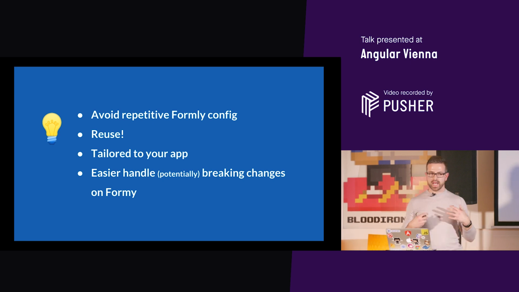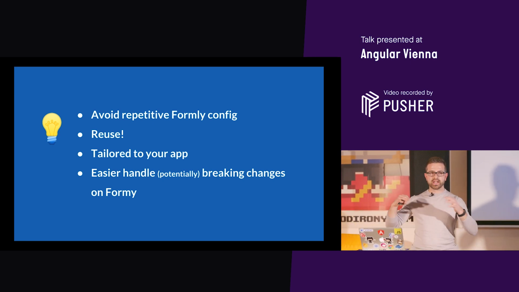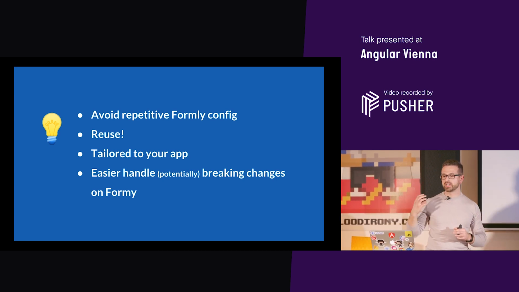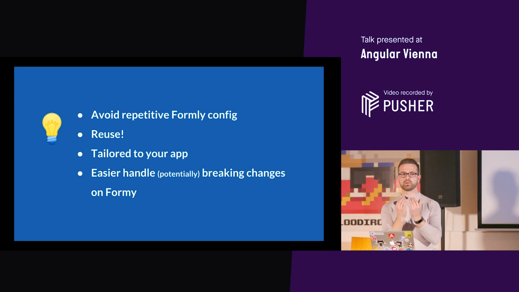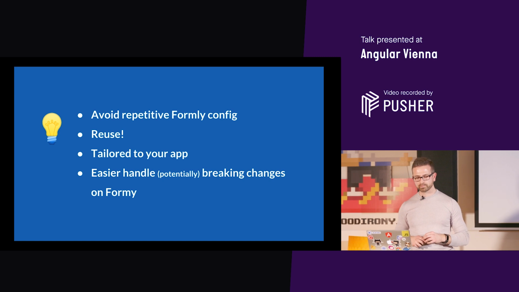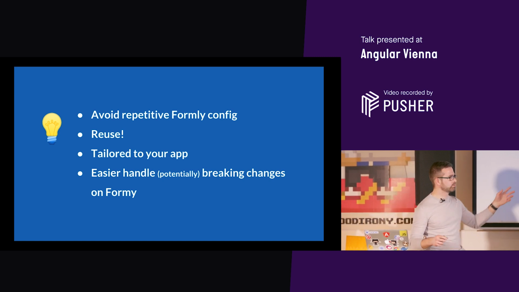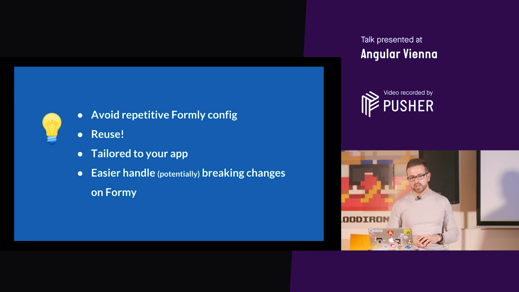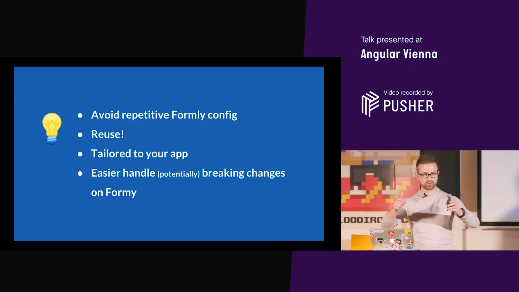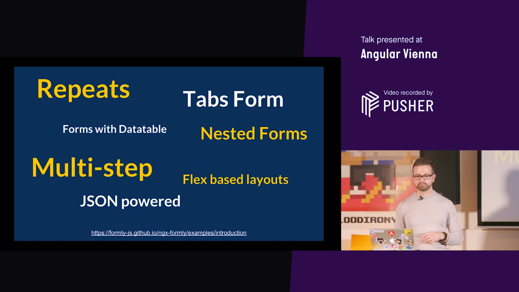So in general, it helps that DSL to have that repetitive Formly config, which over time you definitely get, because it's quite huge, because it's general purpose. So you can basically reuse it by tailoring it down into your own service and creating your custom configuration. Also, it's easier to handle potentially breaking changes, which you never know when they come. The author really does an awesome job, also now providing upgrade schematics for the latest version to do the migration when there are breaking changes.